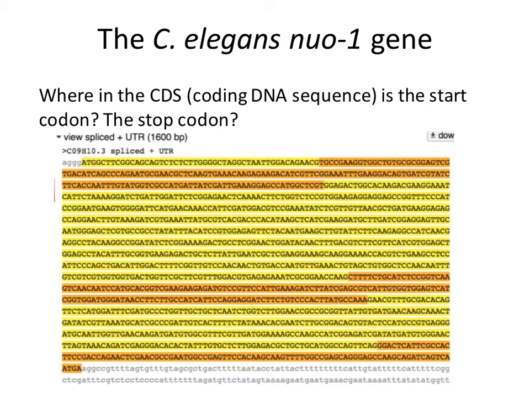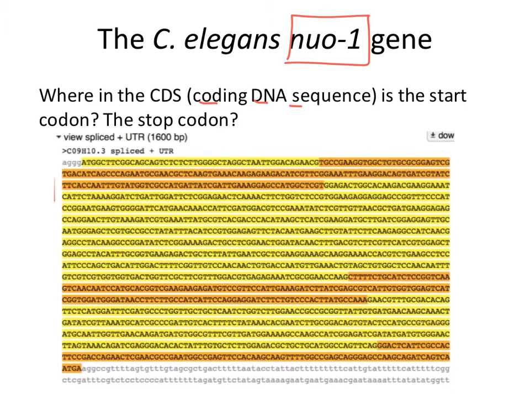I went onto an internet database and downloaded this CDS, which stands for coding DNA sequence, of a gene called nuo1. I just chose one at random. So here you see the DNA sequence of the coding DNA sequence.